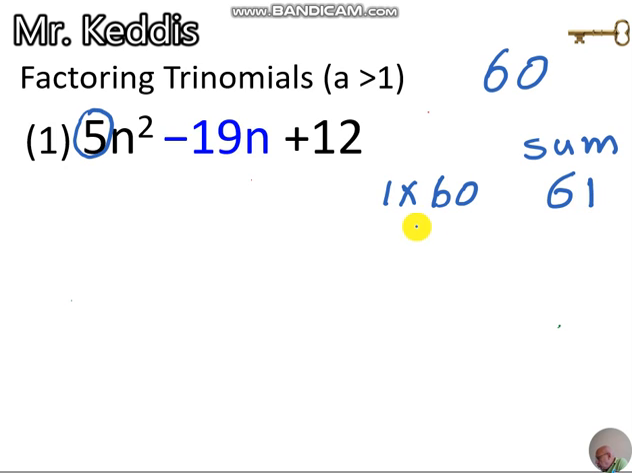I'm looking for two numbers. When I multiply them, I get 60, and when I add them, I get 19. 2 times what to get 60? If I divide 60 by 2, I get 30. If I add them, I get 32.